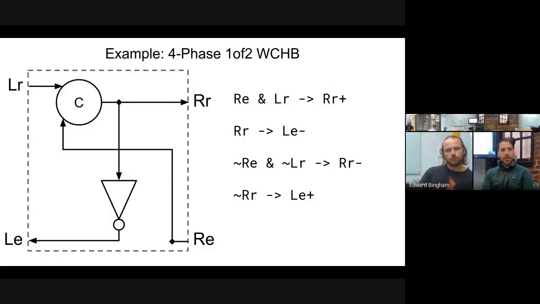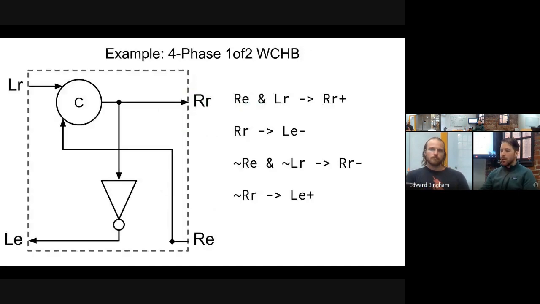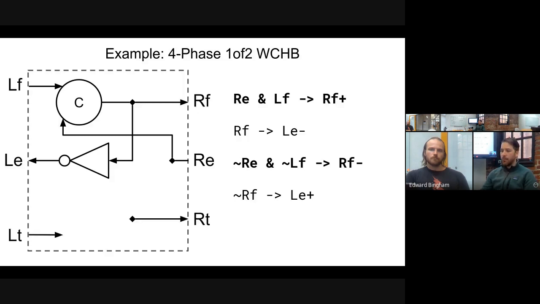So here's our existing WCHB pipeline stage that we derived in lecture 3. And we're going to start modifying this to implement a 1 of 2 delay insensitive encoding. So notice we have our request rail, LR and RR. And so if we go back and look at our 1 of 2 encoding, we're sticking this encoding on top of our request line. And this encoding has 2 wires, which means that we're going to have 2 request lines, one for true and one for false. So we're going to want to add a request line for false.